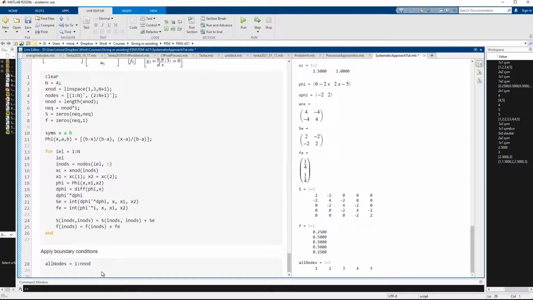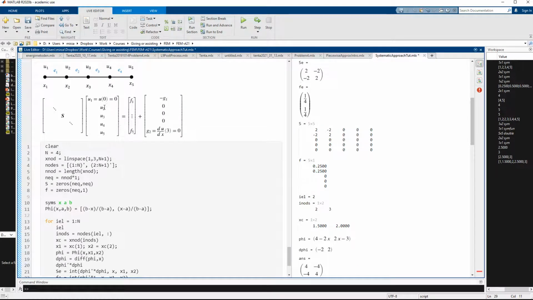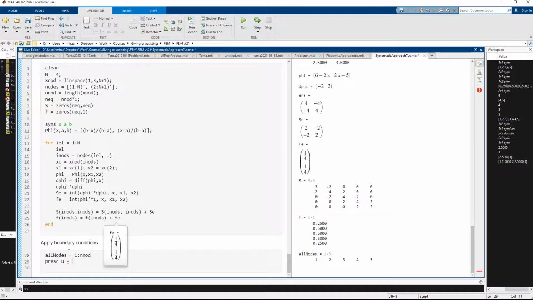Good. Then I will define which ones are prescribed. So prescribed u, the values of u. Which one of these is prescribed? It's not 2, it's not 3, it's not 4, it's not 5. It's 1. So 1 is prescribed. This is a vector in general, but in this case I just have one of them being prescribed, so I just write 1. So that's this node here, really.